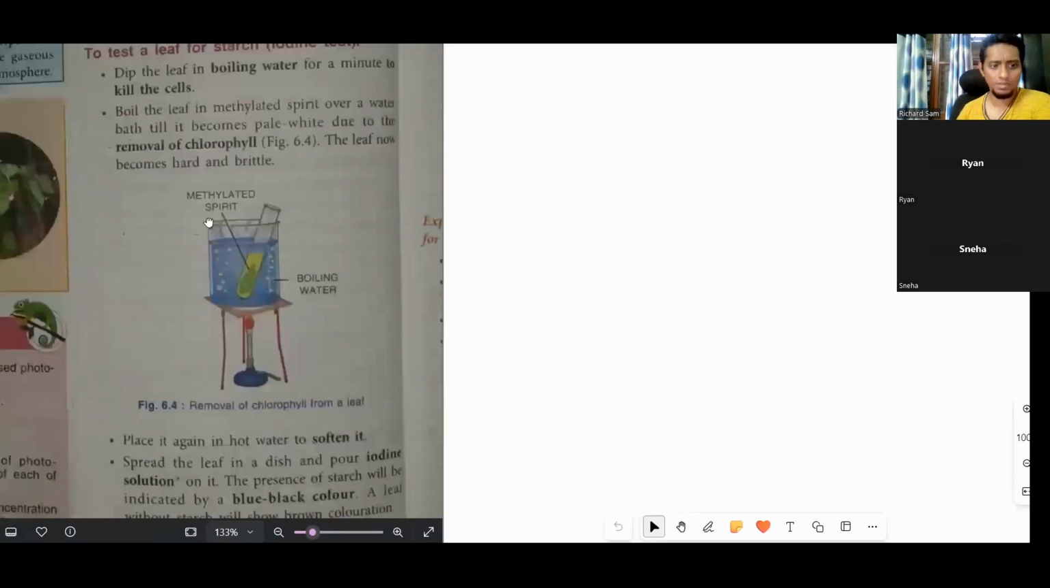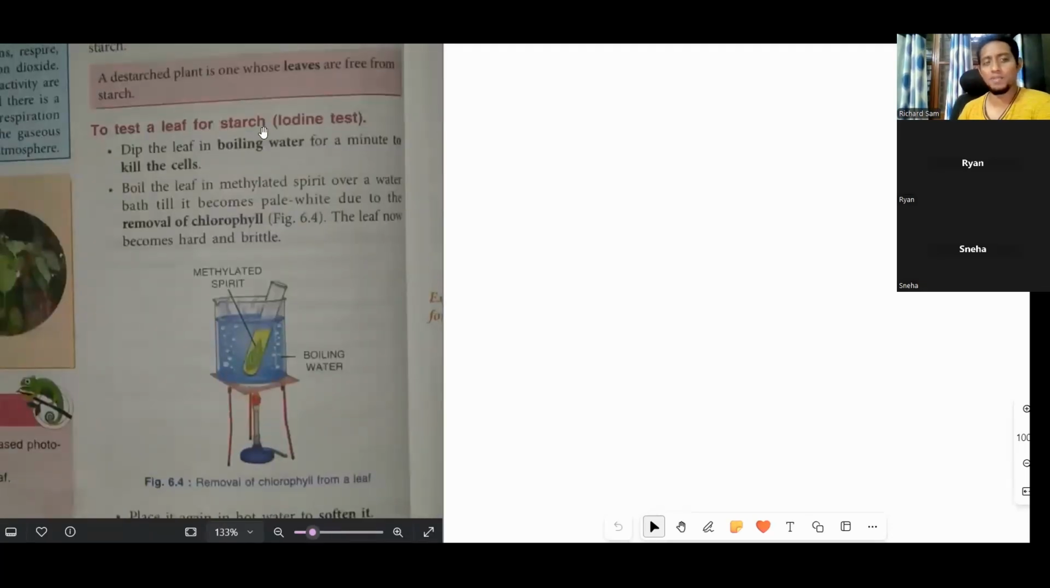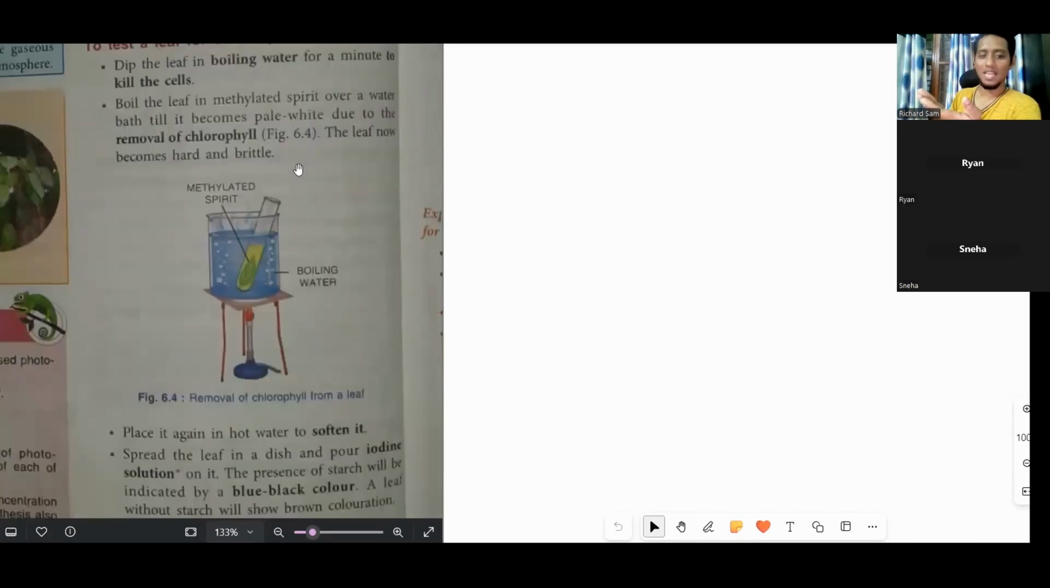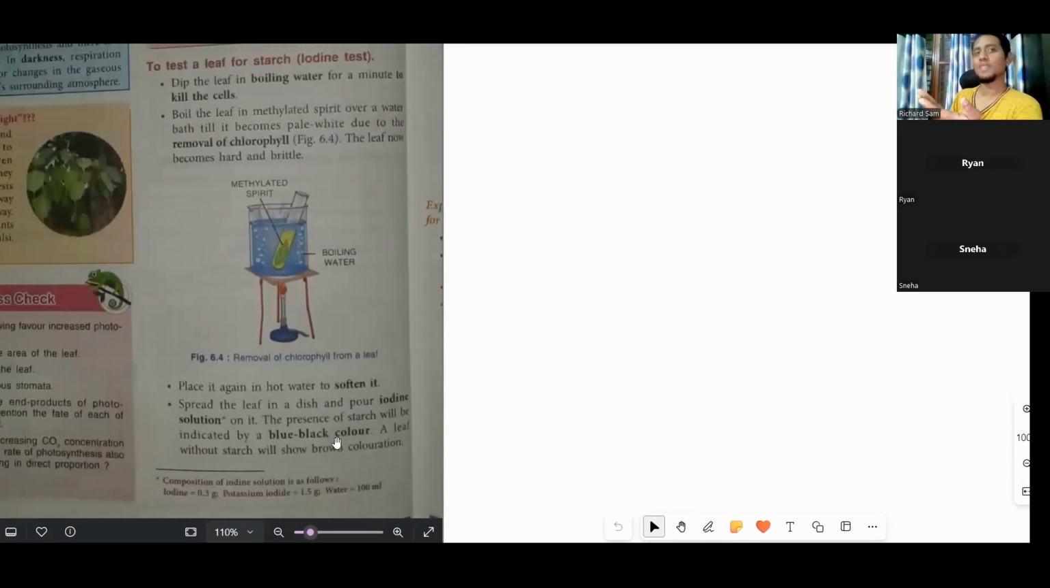So first experiment is to test a leaf for starch. Now you've heard of the iodine. Iodine is used to test the presence of starch. Suppose you take a leaf, you put iodine on it. If starch is present, then what color will the leaf turn into? Blue-black. And if there is no starch, then it will be pale, like light brown color. So that color helps you to determine whether there is starch or not.